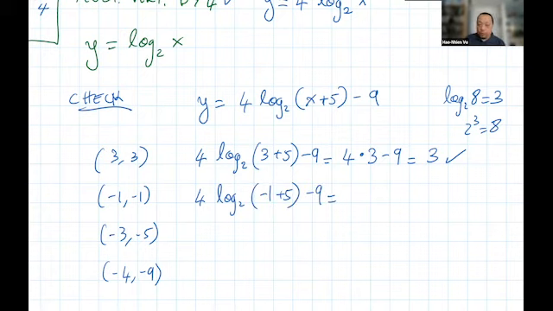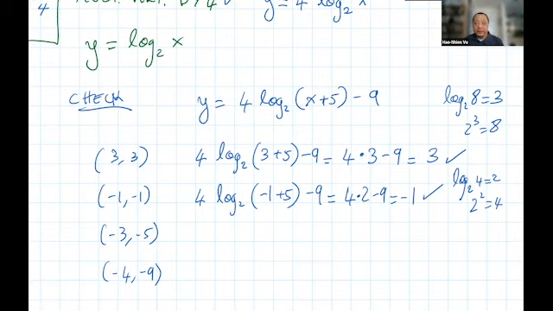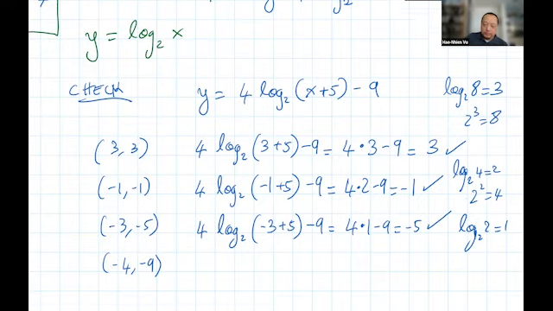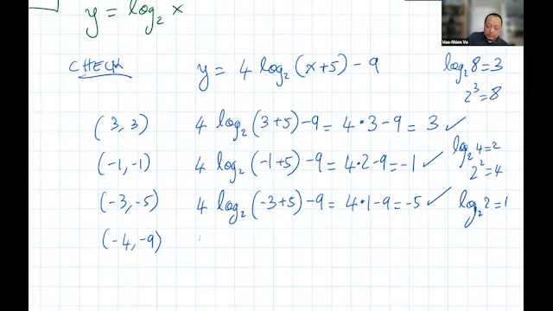Next, 4 times log base 2 of 4. Log base 2 of 4 is 2, because 2 squared is equal to 4. That gives -1, that's correct. Then 4 log base 2 of 2. Log base 2 of 2 is 1. That gives -5, correct. And then the last point, 4 log base 2 of (-4 plus 5) minus 9.